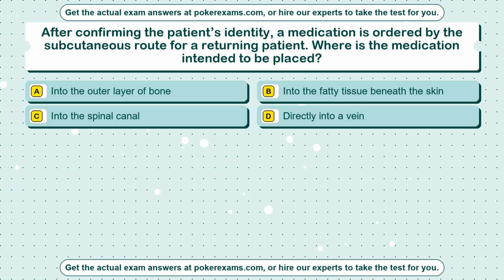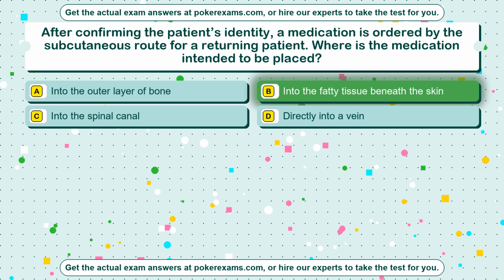Question 24. After confirming the patient's identity, a medication is ordered by the subcutaneous route for a returning patient. Where is the medication intended to be placed? Option A, into the outer layer of bone. Option B, into the fatty tissue beneath the skin. Option C, into the spinal canal. Option D, directly into a vein.